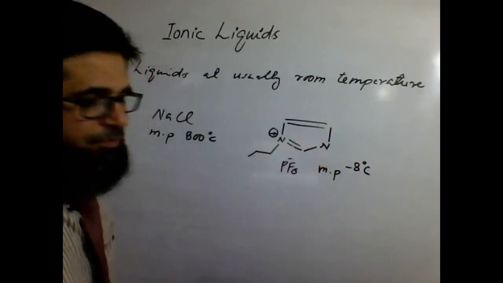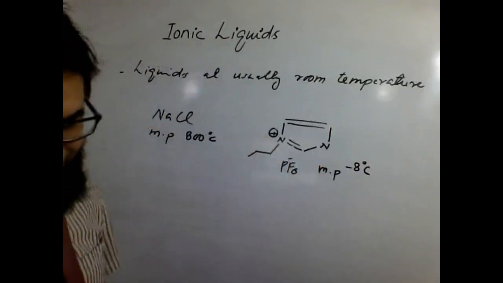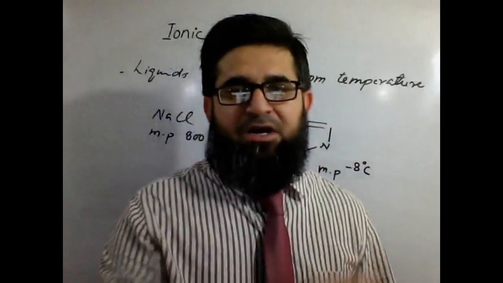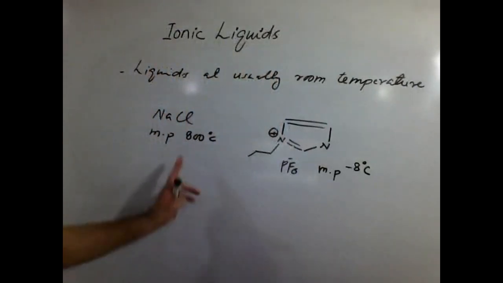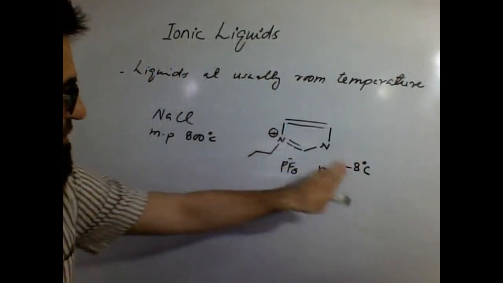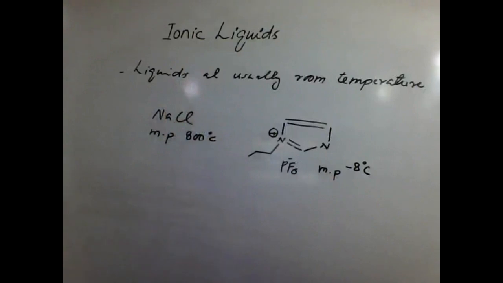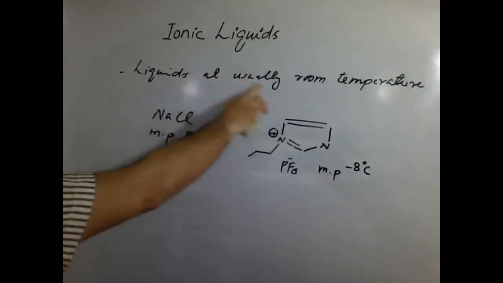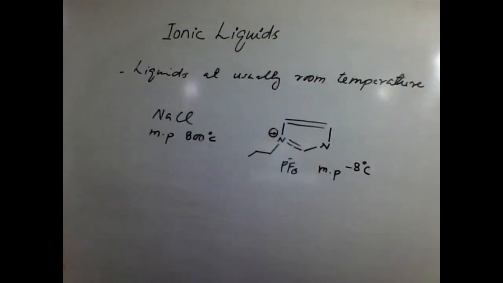How they are produced, what is the name, what are the anions, what are the cations actually, I'm going to explain next. So this is one of the examples where I just want to give you the idea about the difference in their melting points, about their presence as liquids at room temperature and as solids at room temperature.